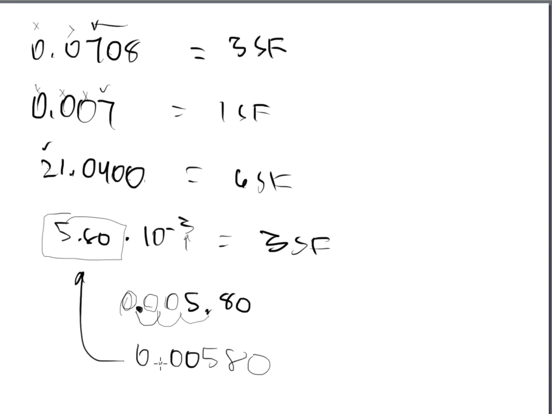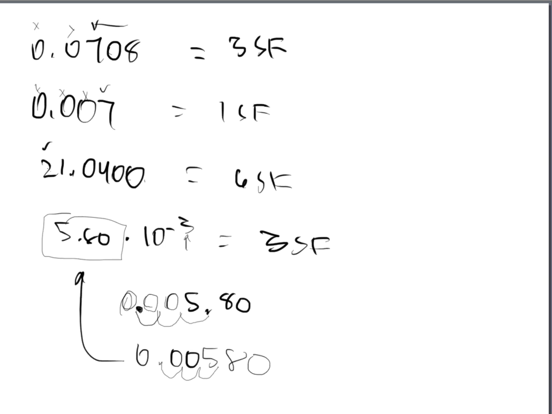So if you look at this decimal, we can move it to the left or to the right 1 time, 2 times, and 3 times. And we get 5.80. So 5.80 times 10 to the 3, but there's a negative there, meaning that answer got smaller. All right. Okay, so that is basically how we do the scientific notation and significant figures.